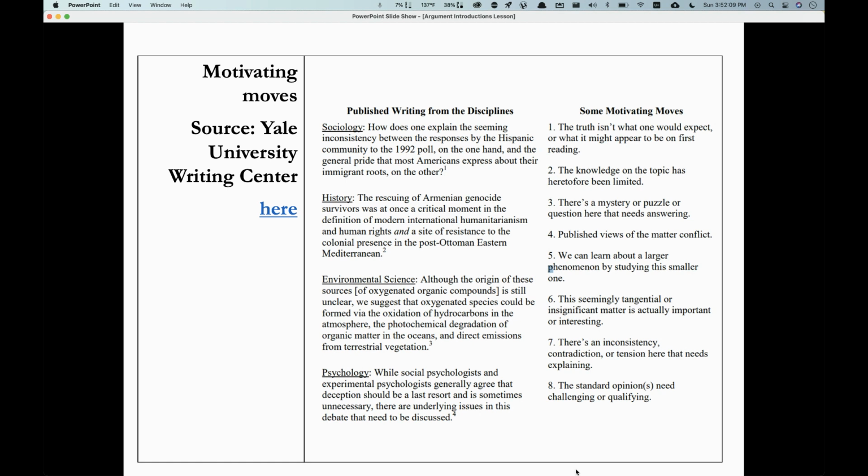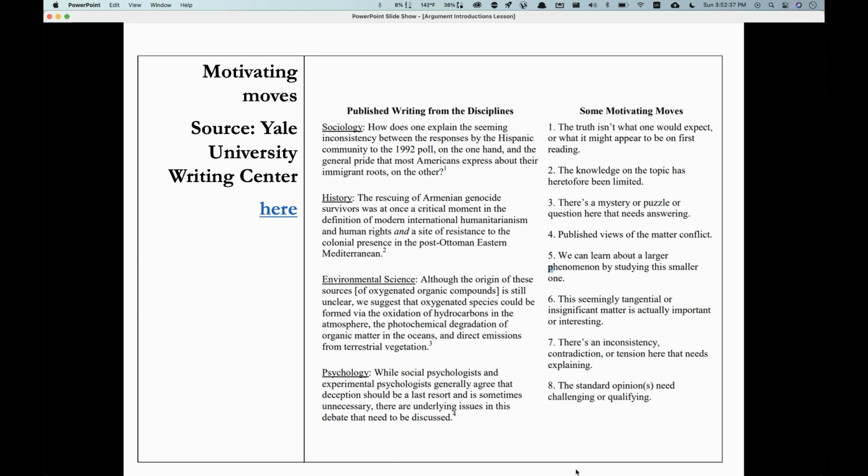So you can see what motivating moves look like here. Maybe you're making some kind of argument about what the truth of something is. So the truth isn't what one would expect or what it might appear to be on first reading. Maybe the knowledge on this particular topic has been limited. People just haven't written enough about it. So now I'm going to say some things about it that no one's ever said before.